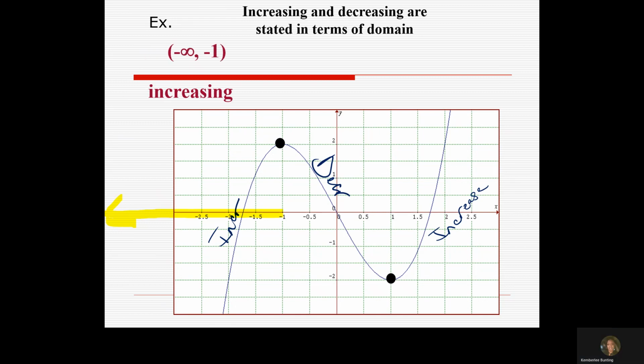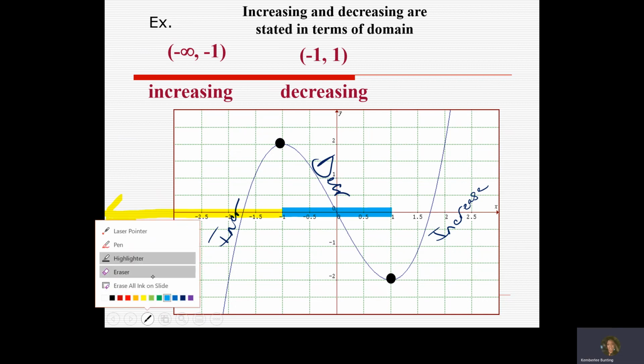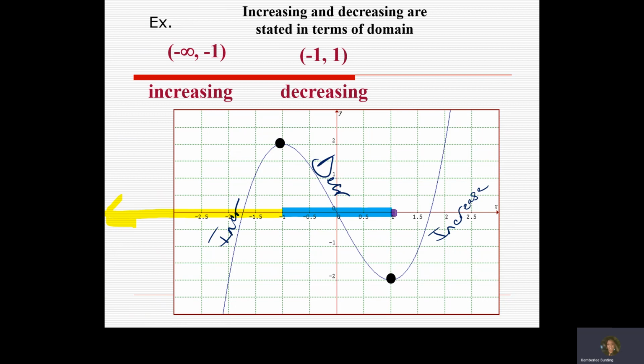Okay? And then it switches gears, right? And between -1 and who? What is my function doing? It's decreasing, huh? Okay. And then it switches gears again, right? So what would be my interval of increase again? 1 to positive infinity. You guys are catching on.